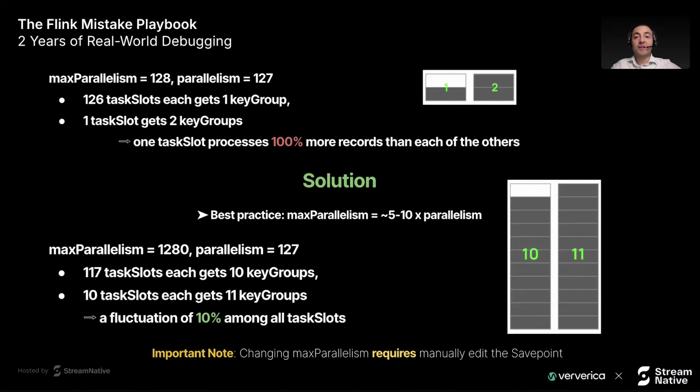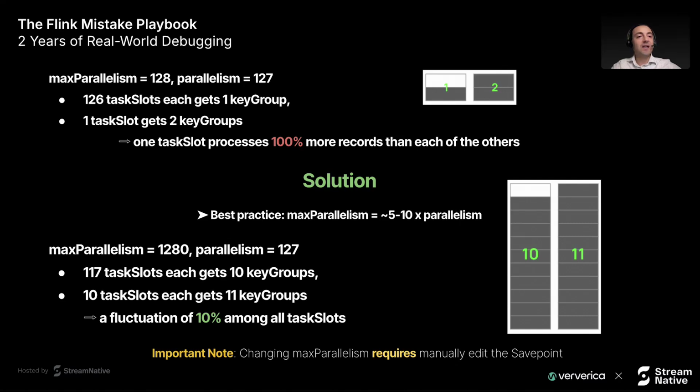Here's another example where we keep the max parallelism value very close to the parallelism value. In this kind of situation, we will end up with, for example, one task slot having 100% more records than another, because all of the task slots will have one key group, but one task slot has two key groups. So having very close values between the max parallelism and the parallelism is not suggested. The best practice is having a max parallelism value of 5 times, or maximum 10 times, your parallelism.